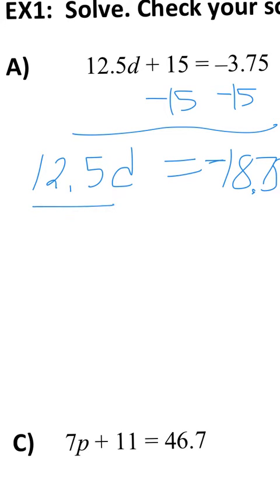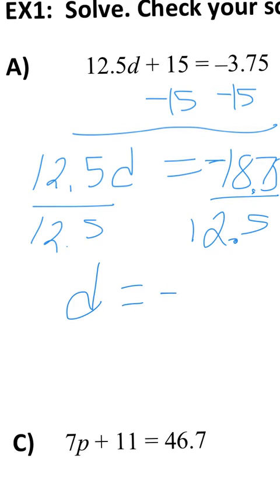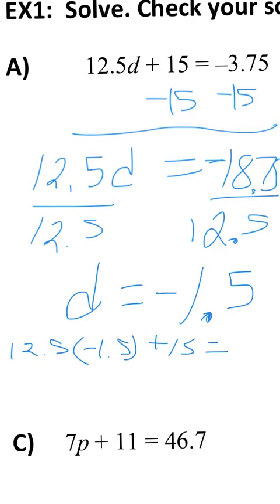And the next step is to divide each side by 12.5. Now once we divide the 12.5 from each side, you are now left with d equals negative 1.5. And the next step that we can do is check our solution. So we substitute in negative 1.5 times 12.5. So take the 12.5 and times it by negative 1.5, and we add 15 equals negative 3.75.